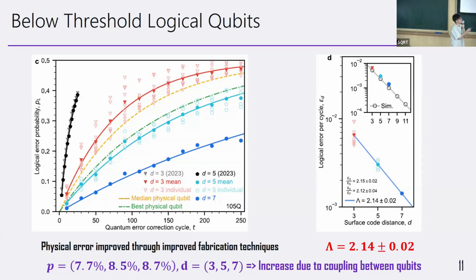What error rate are you talking about? The logical error rate? Oh yeah, the dashed line is the physical qubit. You're saying the logical error is higher than the physical error.